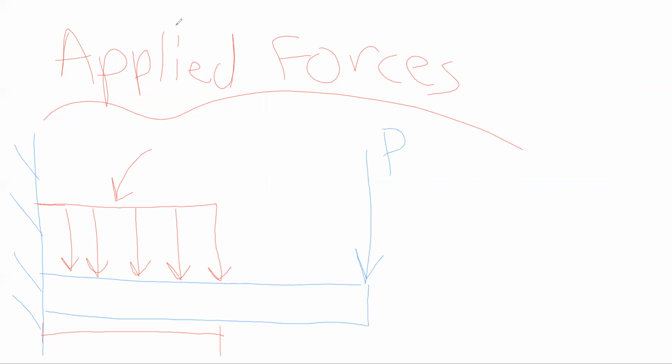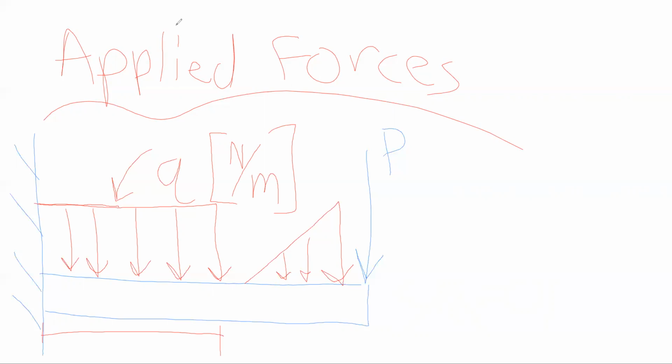Uniform because it's constant. You can have a non-uniform distributed load, any type of shape you want. Another common shape you might see is a triangular load. And usually we use Q to represent a distributed load, and the units of a distributed load are newtons per meter.